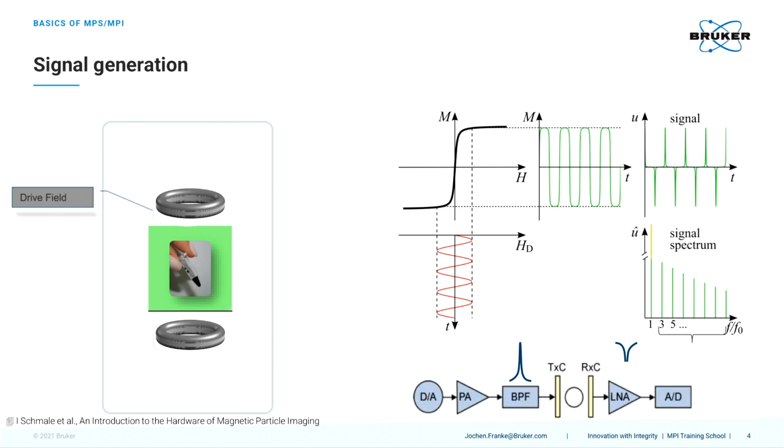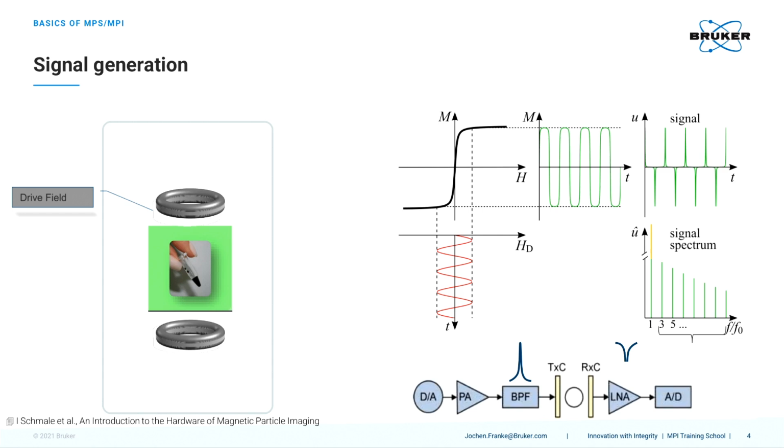Okay. In order to acquire the particle signal itself, we need to make sure, first of all, that this drive field sine wave is a perfect sine wave, that it does not have any distortions in itself. Therefore, we have a power amplifier and we have a bandpass filter specifically tuned to the excitation frequency. So then we have this perfect sine wave here in red.